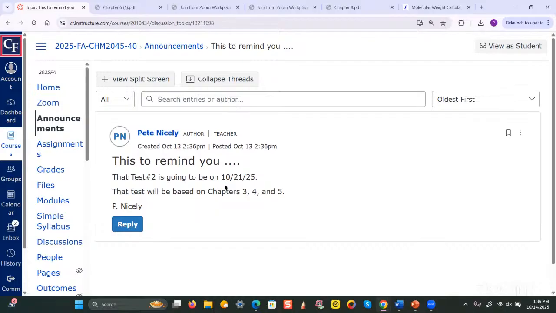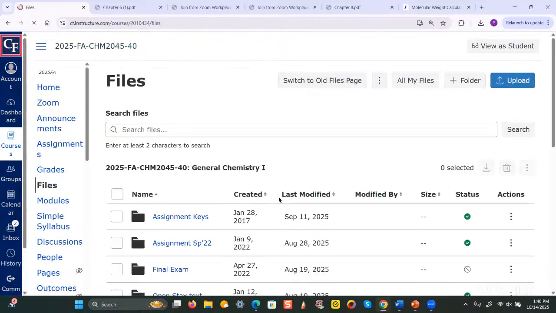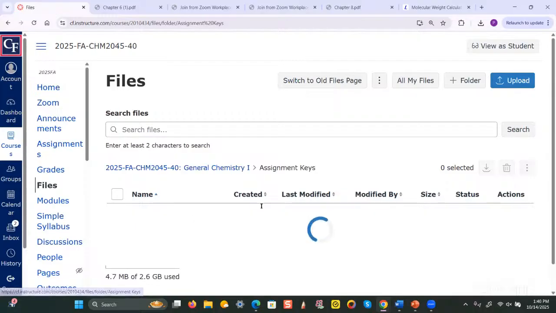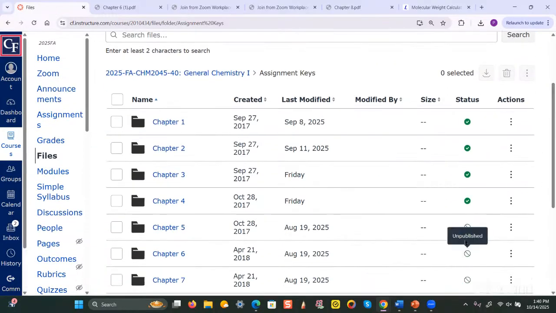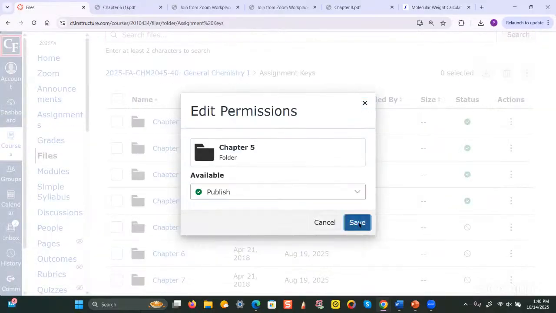So I'm going to jump on that as soon as I grade some other stuff, because I want you to get back those assignments so that you can have them to review in preparation for that test. So yes, the test will be based on chapters 3, 4, and 5, so you can review the assignment keys and your graded assignments. And did I publish the key for assignment 5? No, I didn't. So let me do that now. All right, so you can have that to review as well.